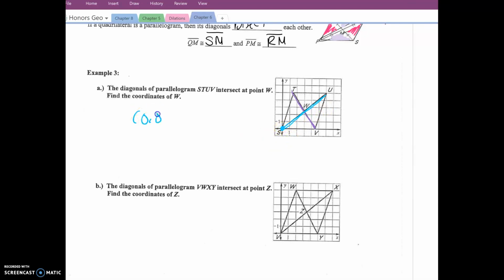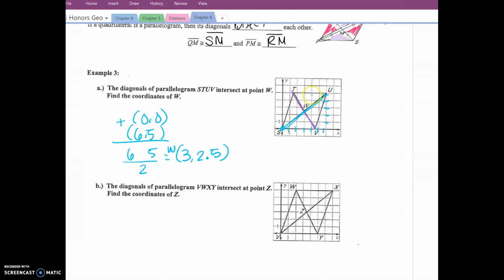It's just 0, 0. And then I count for U. It's 1, 2, 3, 4, 5, 6, and 5. Midpoint, midpoint, what do we do? Add these together, divide them by 2, so you get 3 and 2.5. That would be W. If you wanted to use the purple segment, that's fine.